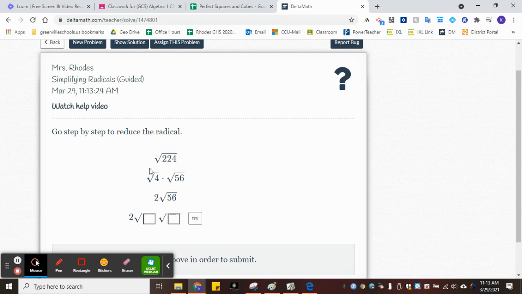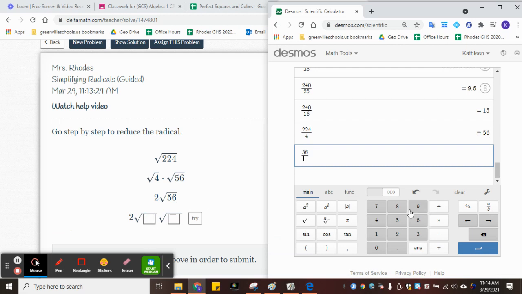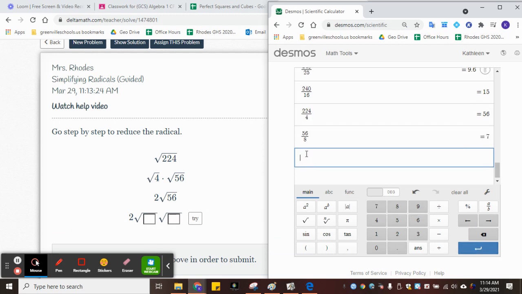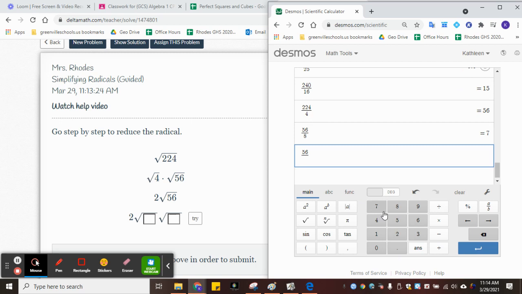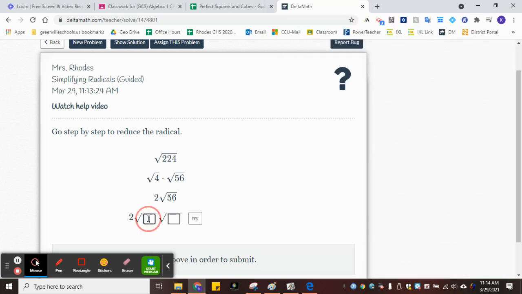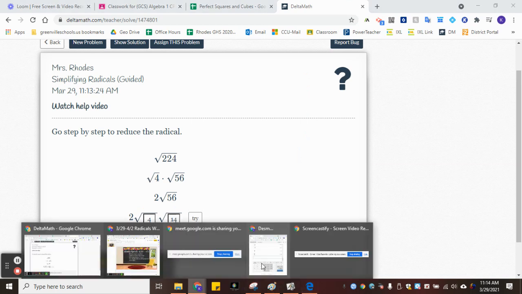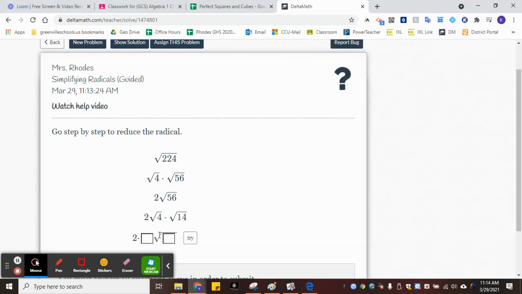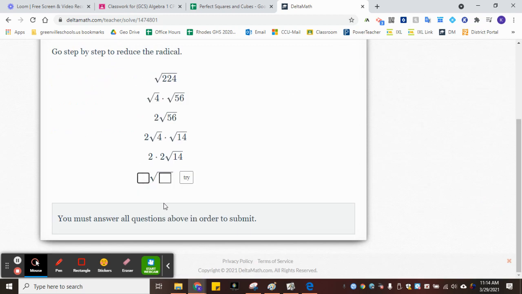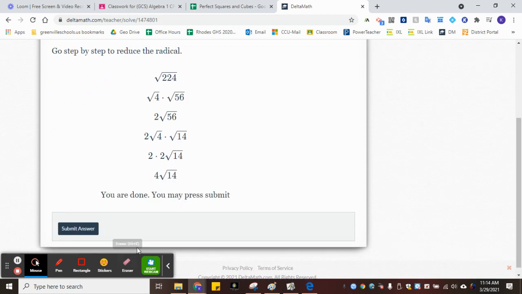So if you don't find the biggest square root that goes into this number, 224, then you have to keep going. Now I have to figure out what's the biggest square root that goes into 56. I think it's 8. 8 goes, oh, 8's not a perfect square. That's a perfect cube. 4 again? 4 again. So 4 and 14. Square root of 4 is 2. And then I'd have to multiply the 2 and the 2 on the outside. And this is the long way to do it.